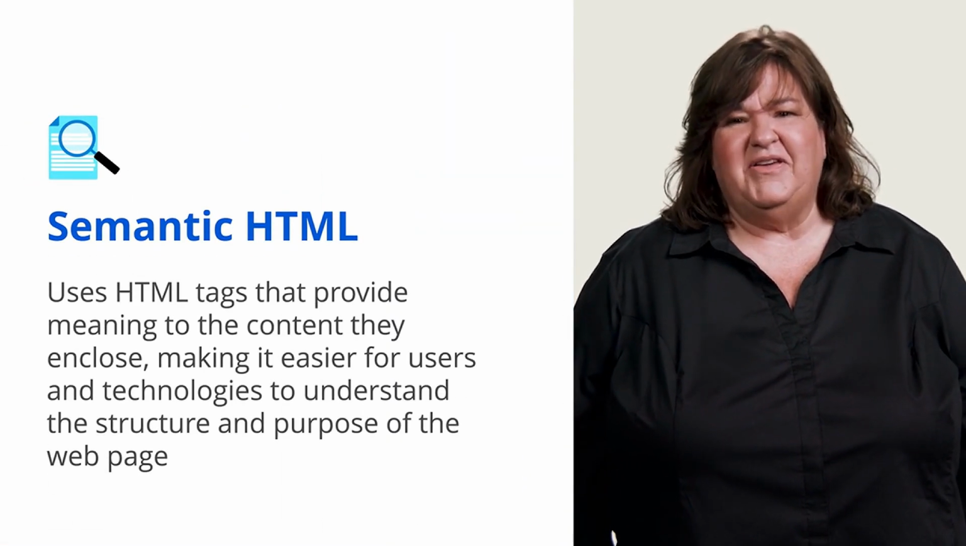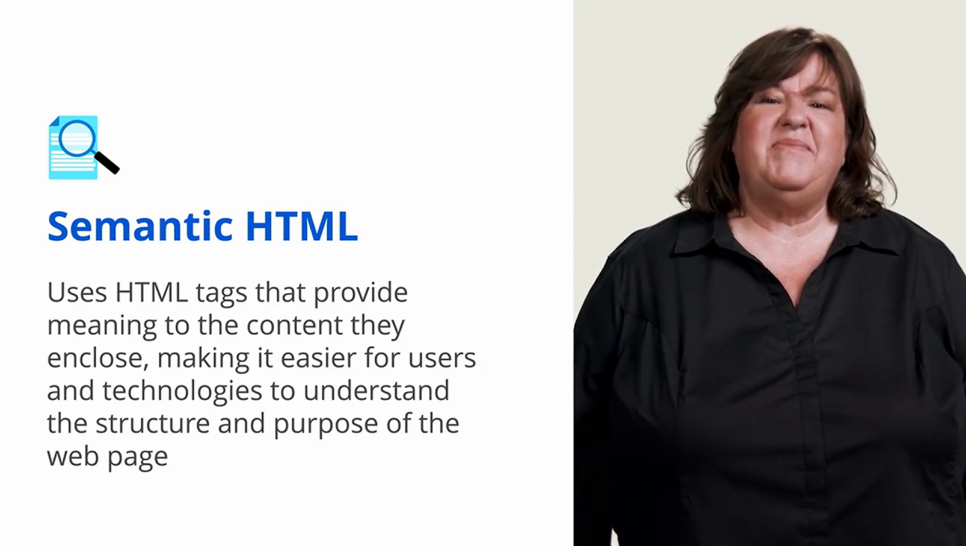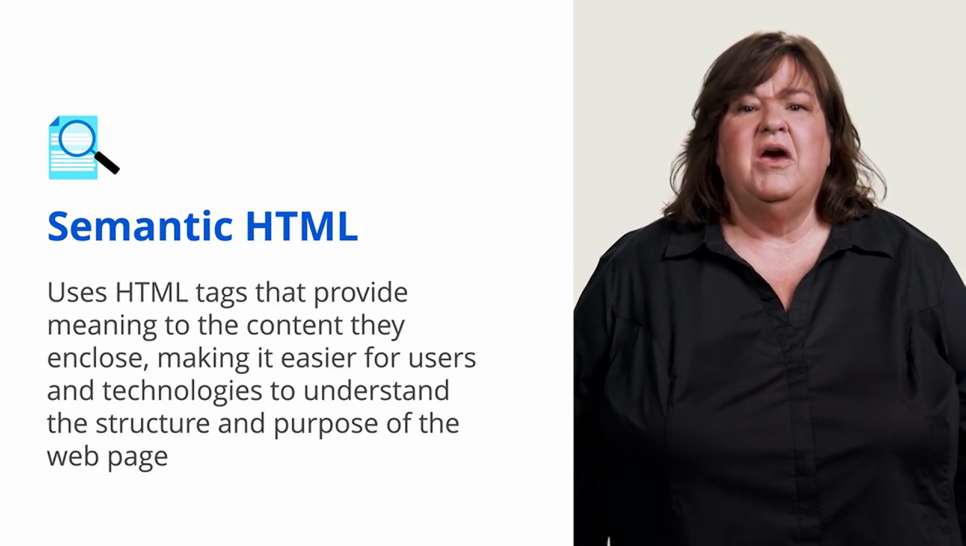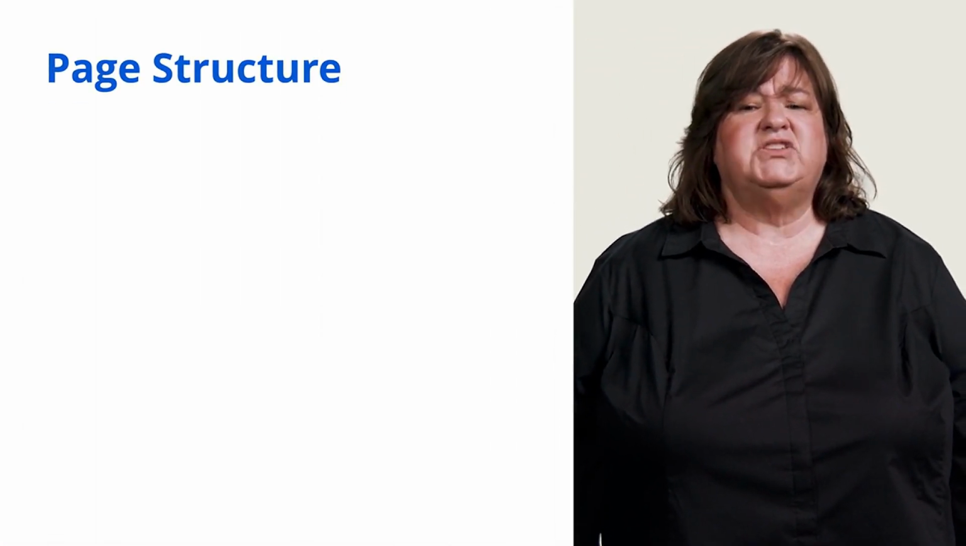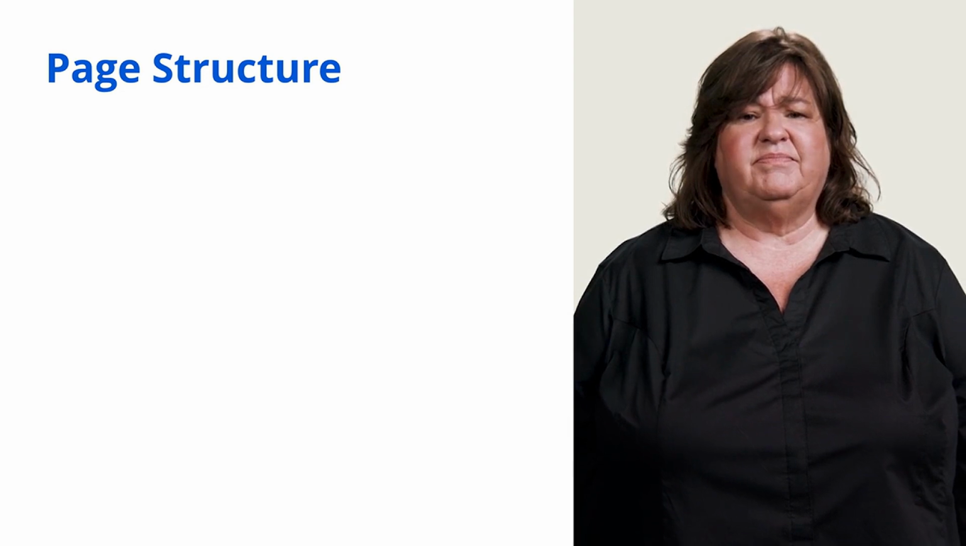Semantic HTML uses HTML tags to provide meaning to the content they enclose, much like how signposts guide travelers. These tags help users and search engines navigate and understand the structure and purpose of your web page with ease. This is crucial because it makes your web page easier to use and easier to read, and it helps rank better on search engines. Here's how to start structuring your web page using semantic tags.